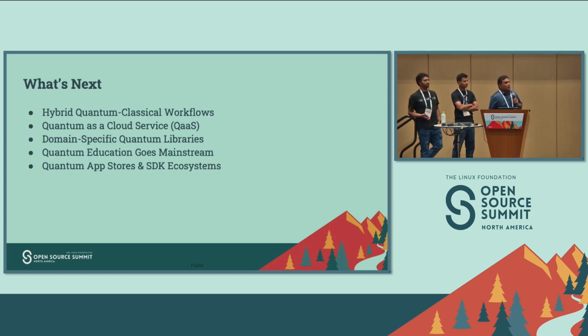Coming to the next topic: what's next? What are the future trends? What's happening in quantum computing? It's rapidly evolving. One thing they're talking about is hybrid quantum and classical workflows. In the previous slides, we talked about what quantum and classical workflows are. Now, how can we integrate and hybridize them?